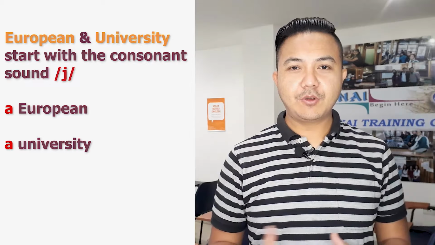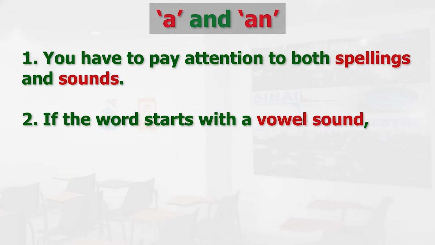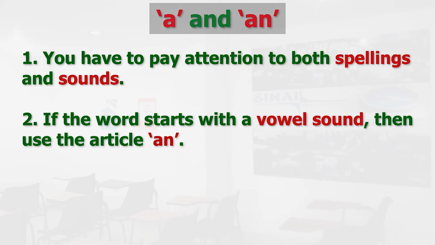So it's not just the spelling, you also have to pay attention to the sounds. Once again, remember, if the word starts with a vowel sound, then use the article "an". And keep in mind, the articles "a" and "an" are used only for a singular person or thing.